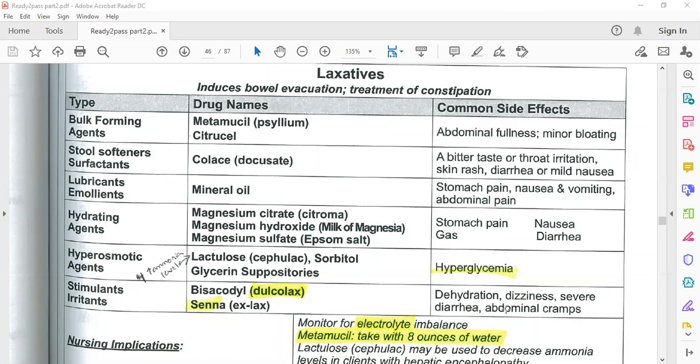Okay, I want to tell you that the most important laxative is lactulose. Some other laxatives are glycerin suppository, which is easy to use, or sorbitol. Lactulose is super important because we use lactulose for hepatic encephalopathy and for constipation.